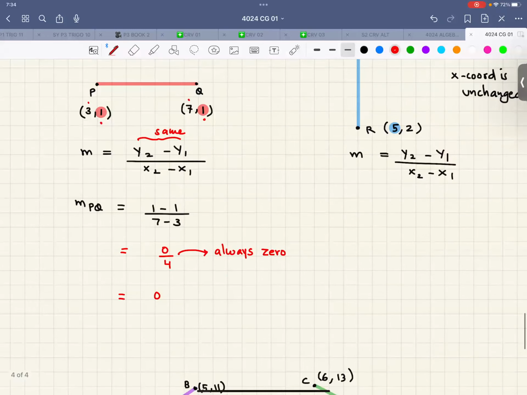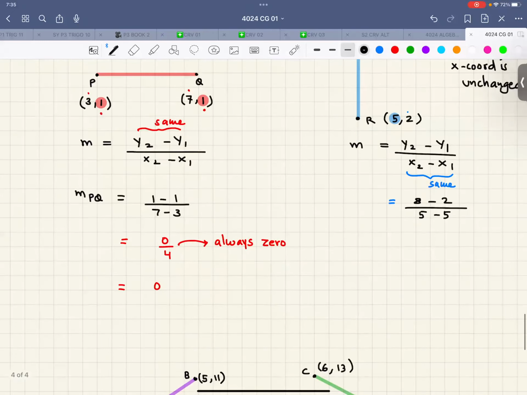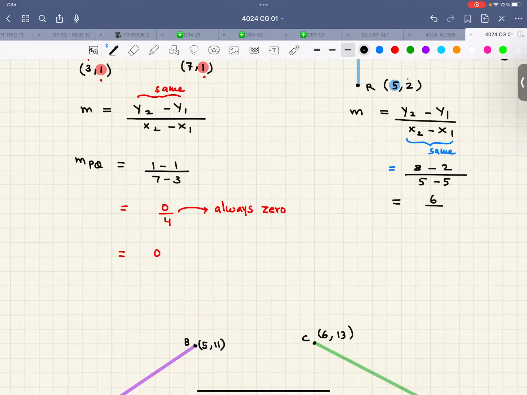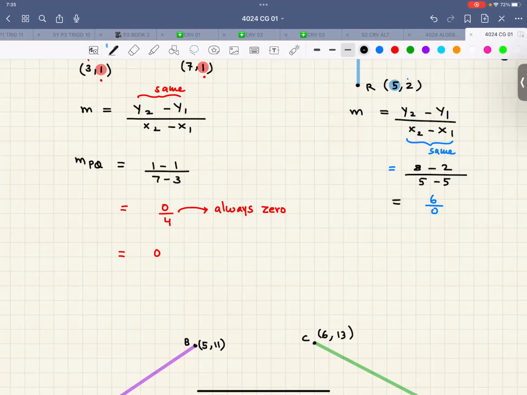Similarly, over here, if I am talking about the x coordinate being the same, I can do the subtraction like this. 8 minus 2, that is y2 minus y1, so this is 8 minus 2 divided by x2 minus x1, which is 5 minus 5. So this is 6 over 0. And remember that 6 over 0, any number divided by 0, is always undefined.